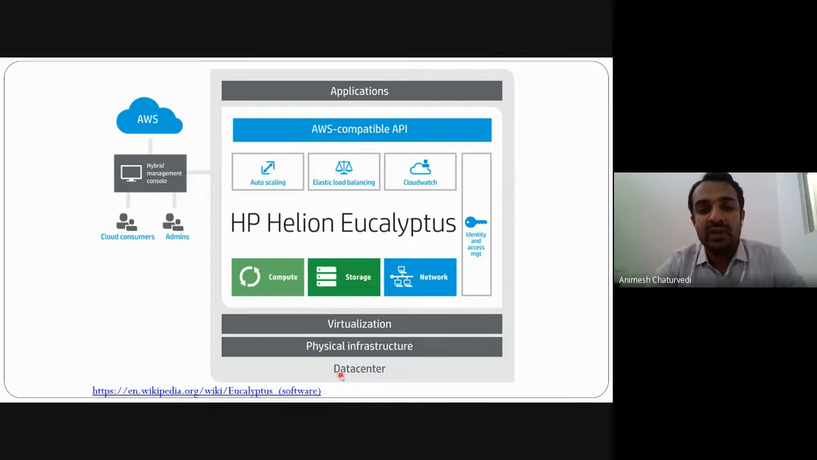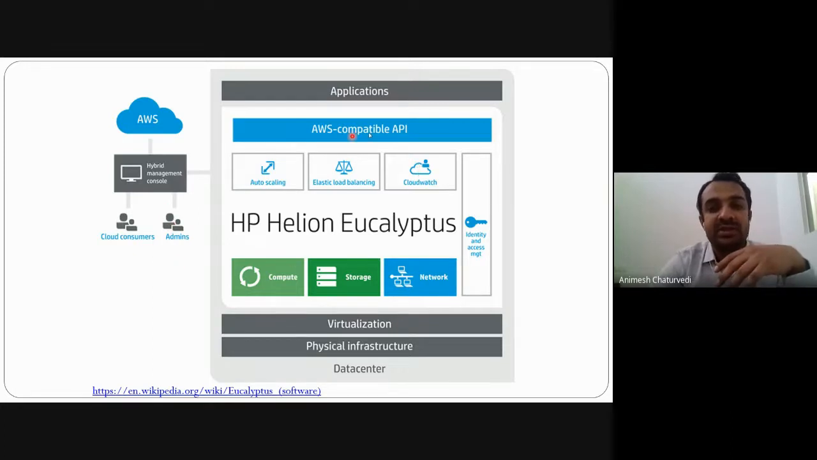Then there's this whole data center: physical infrastructure, virtualization, compute, storage and network, then auto scaling, elastic load balancing, and CloudWatch. These are Amazon compatible APIs that communicate with the Amazon Web Services cloud with the help of a hybrid management console, used by the cloud consumer, whoever the cloud consumer is, and the cloud admin.